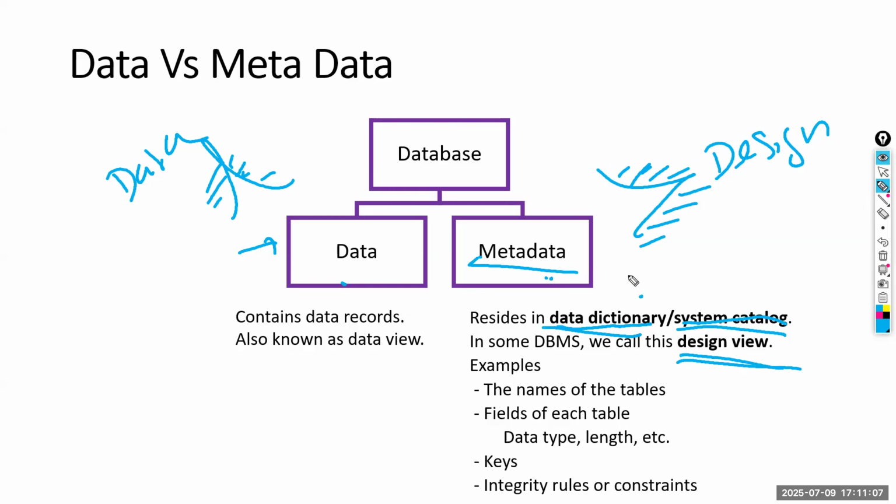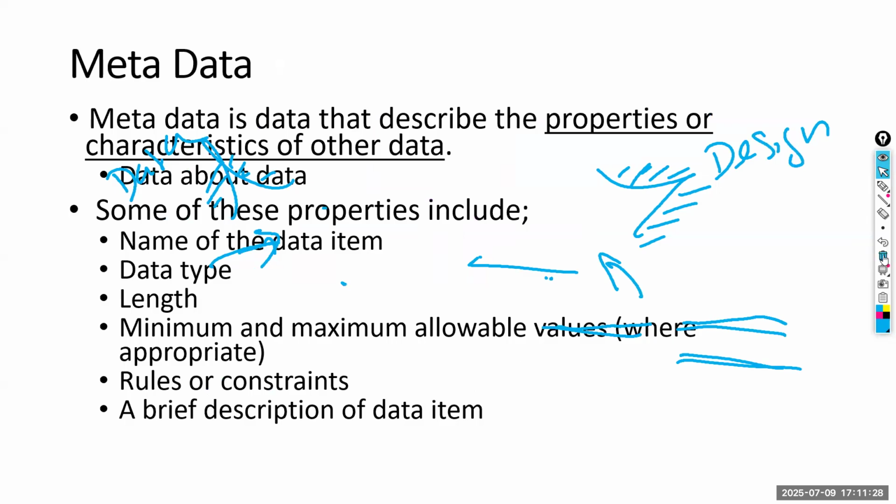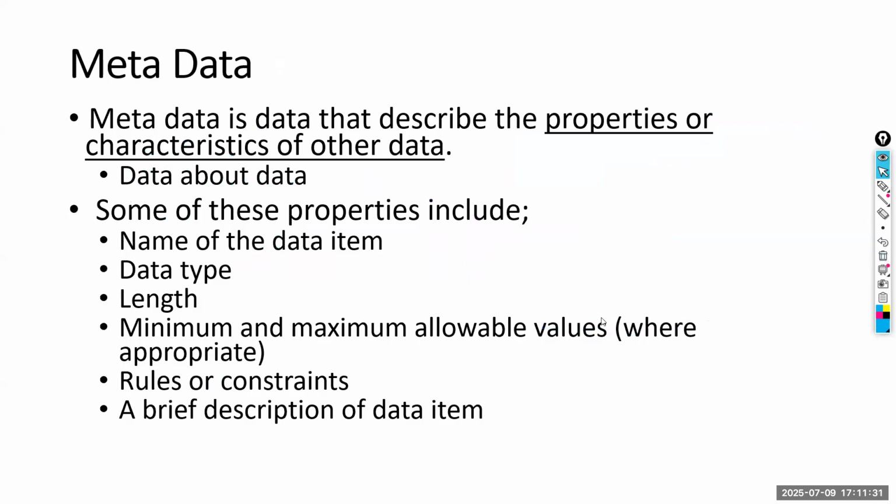So that means we are looking at the data about data, or we are directly looking at the data of the database, the data of the tables. Right? Data view versus design view. Okay. So metadata means what? Data about data. What are the table names? What are the fields of a particular table? What is the primary key? What is the foreign key? Don't worry if you don't understand these words. You will be familiar with them pretty soon.